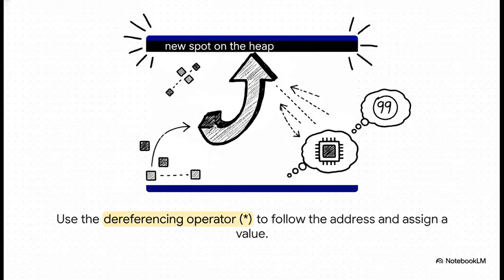Now for step 2, putting something in our new house. We use the exact same tool as before, the dereferencing operator. Star p equals 99 means we follow the address that p is holding, go to that new spot on the heap, and place the value 99 inside. We just successfully stored data in a memory location that literally didn't even exist when our program first started.